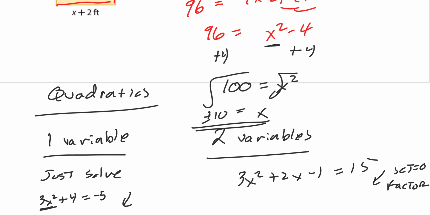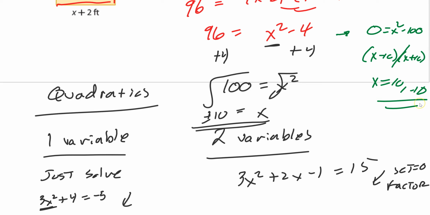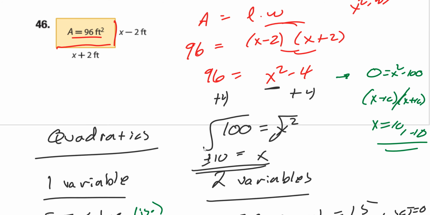The other way to do it is you can still do it this way. Set equal to 0. If I set equal to 0, subtract 96, I get 0 equals x squared minus 100. Then you can factor the difference of two squares. Split it, x equals 10 and negative 10. So they both work. You get the exact same answer. Generally, the easiest way to do it if you have one variable is just to solve it. Just try to isolate it and solve. If there's two variables, you have to set equal to 0 and factor. Just have to. And that's the idea.